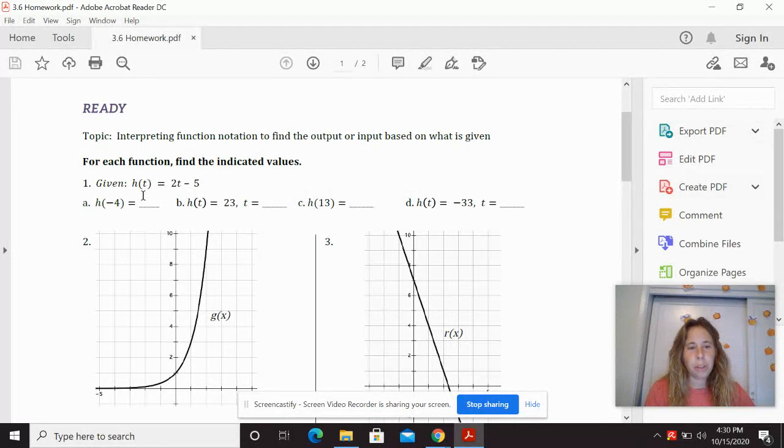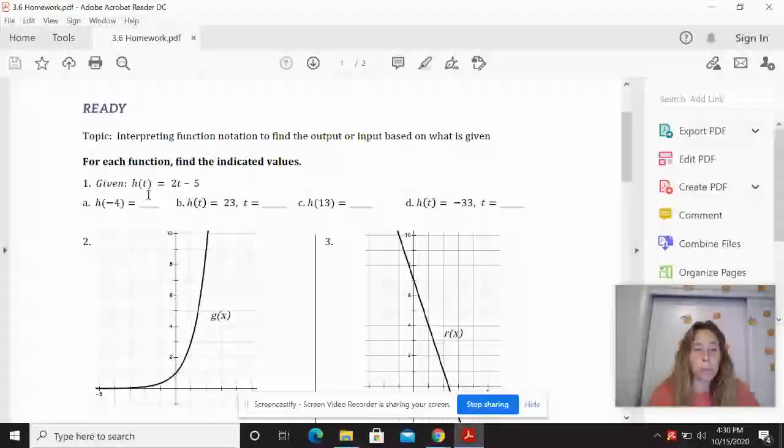You can always change your variables to y and x, if that makes your brain happier. Y would be h, t would be x. The variable that's in the equation, you can always change it. If it's a t, you can change it to an x. If it's an s, you can change it to an x. If it's a p, you can change it to an x. If that makes you happy, do that.